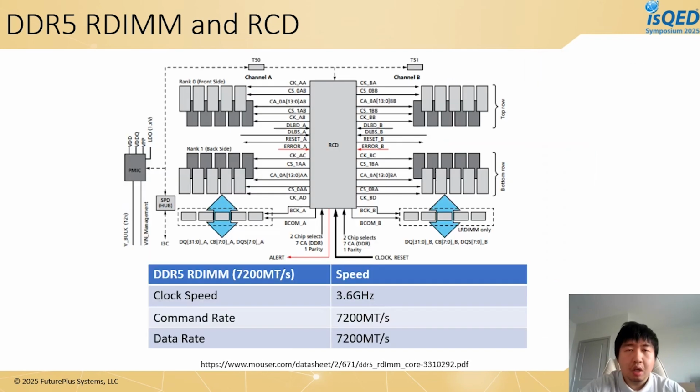So here's a more detailed block diagram of the RCD. For example, at 7200, which is the supported speed for the next generation DDR5 server platforms, the data rate for the command and address and the data bus are both 7200 megatransfers per second, while the clock rate is 3.6 gigahertz. In this case, even if we divide the clock into 1.8 gigahertz, the command and address data rate is still way too high for the logic analyzer.